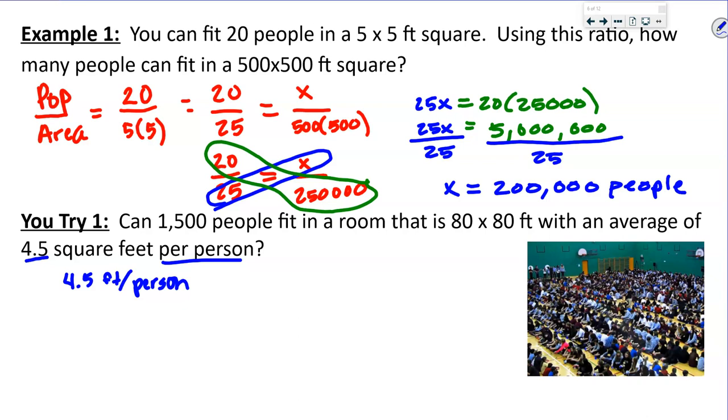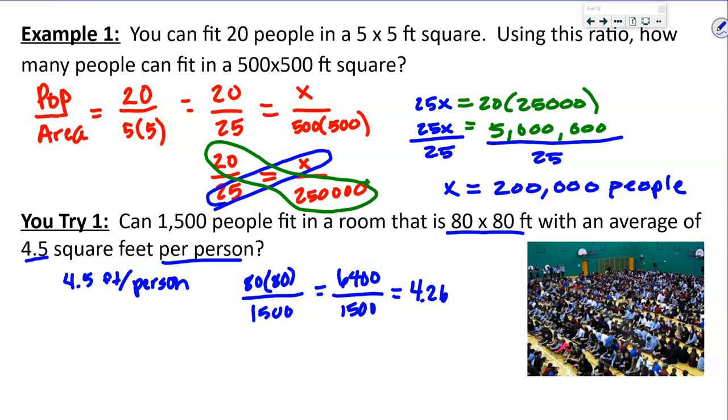So I'm going to say we're going to do the area of our room, 80 times 80, and divide that by our 1,500. That's going to be 6,400 divided by 1,500. So the question is, how many square feet do we have per person based on what we were given here? What I got when I divided that was 4.26 feet per person.